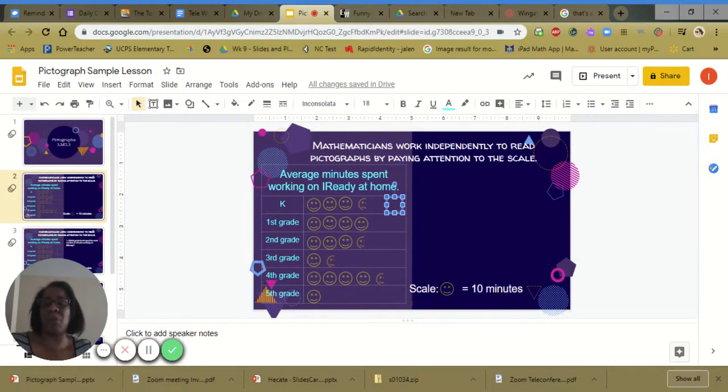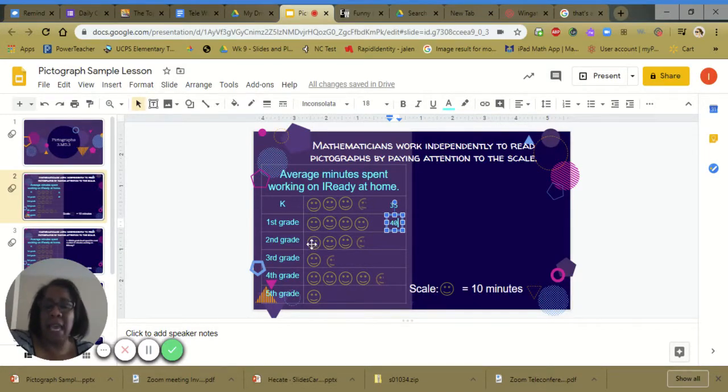Thinking of our division skills, if we split 10 into 2 equal parts, that would give us 5. So here, count with me again: 10, 20, 30. 30 plus 5 would give us a total of 35. The key here is to label your information as you're going through the data. With reference to first grade, we don't have any half smiley faces, so we can just count 10, 20, 30, 40. So the average minutes spent by first graders is 40.